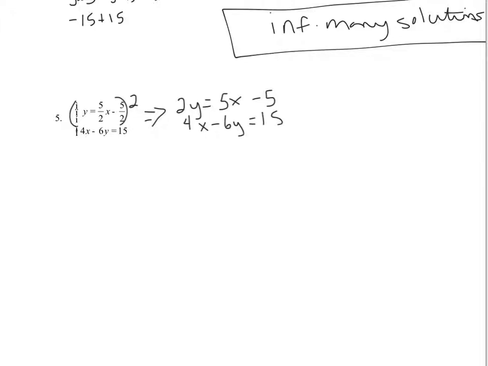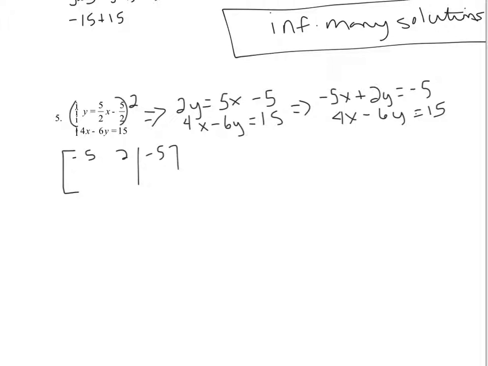Now you should notice something. Is that top equation in standard form? No, it is not. So I need to put it in standard form. That means if I move the x term over, I will have negative 5x plus 2y equals negative 5. Bottom equation is 4x minus 6y equals 15. Okay, ready to go to my matrix. So I have a negative 5, 2, and a negative 5 on top. Second equation is a 4, negative 6, and 15.